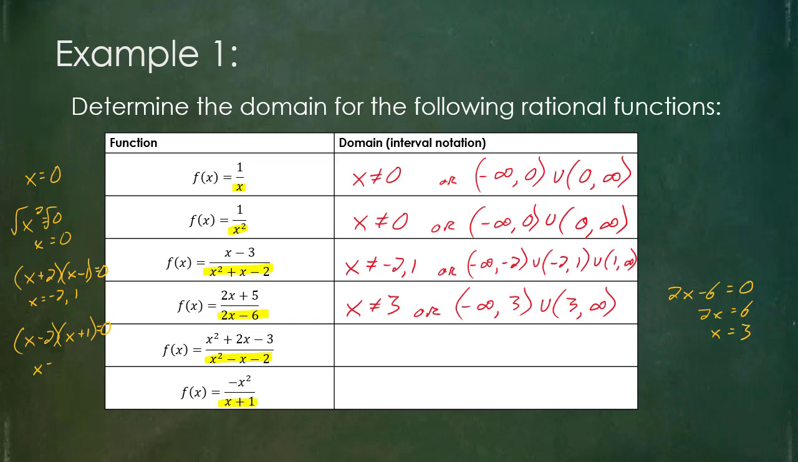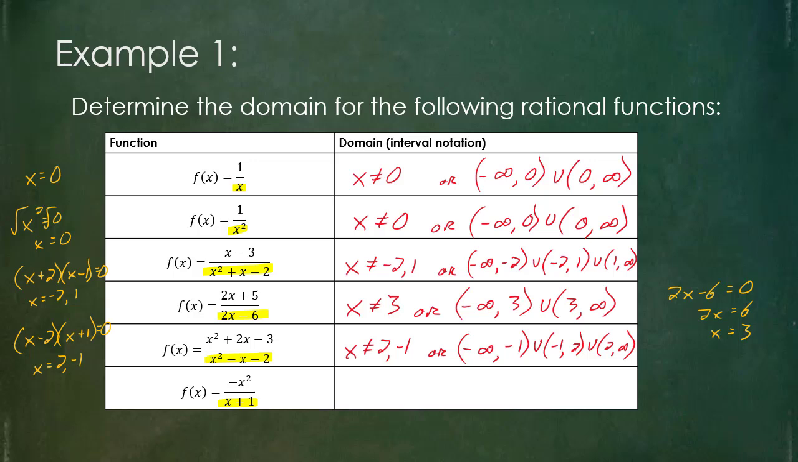So my two solutions for that would be positive 2 and negative 1. So I could say x just cannot equal those two numbers, 2 and negative 1. Or from left to right on the number line, negative infinity until negative 1, then from negative 1 to 2, and then from 2 to infinity.